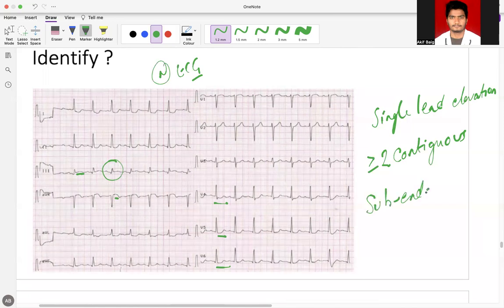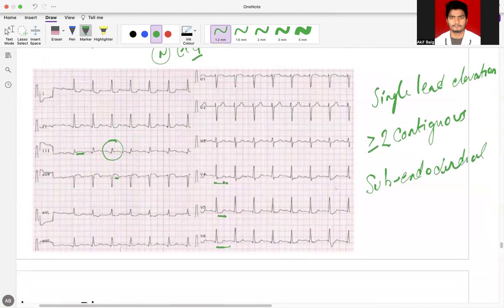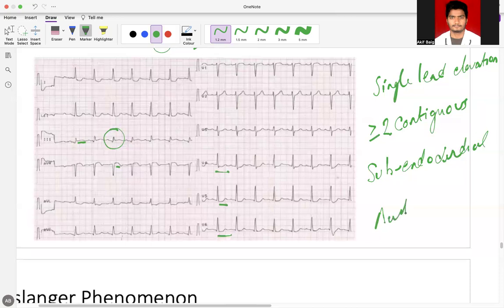But since all these changes are there, you cannot neglect it because there is some subendocardial ischemia. How is it evident? Because you can see there is ST segment depression, so subendocardial ischemia is definitely there. This type of ECG is seen in patients with acute inferior wall MI where the patient also has significant concomitant disease in other vessels.